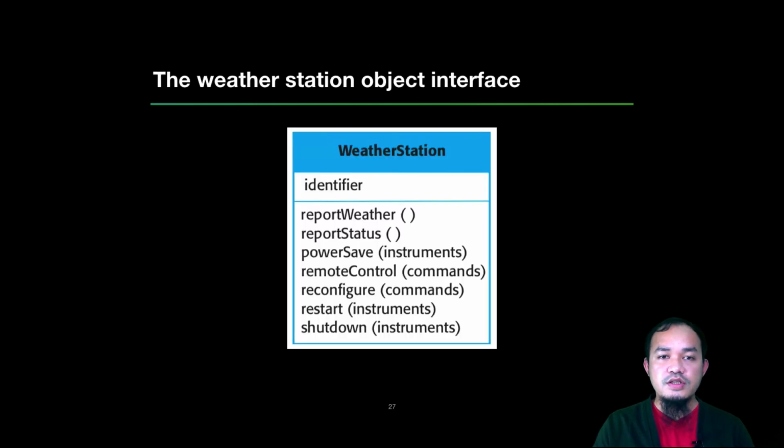For example, here is the weather station interface object. We have the name of the class, weather station, and we have an identifier as a property, and then the interface operations: report weather, report status, and so on. If we want to test, we have to call these operations and pass the parameters according to the test case, to see whether they meet the criteria of the test or not. If they can meet it, the test is passed.